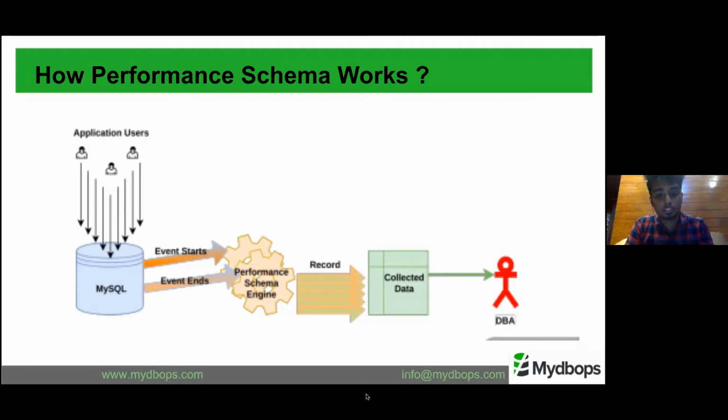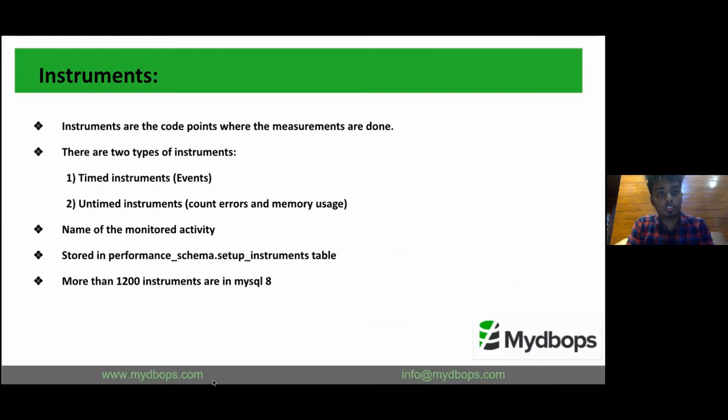First, as I discussed, we can know about the instruments. Instruments are the main thing. They are called code points, where the measurements are made. When users and application DBAs connect to the server, the instruments are the measurement points where all the code points are entered. There are two types of instruments mainly. First, the timed instruments, also called events. Events occur when the server tries to execute a query or something related to a thread. Untimed instruments are things like memory and count usage.